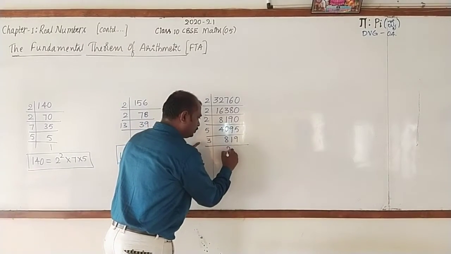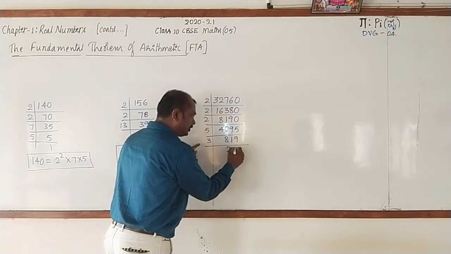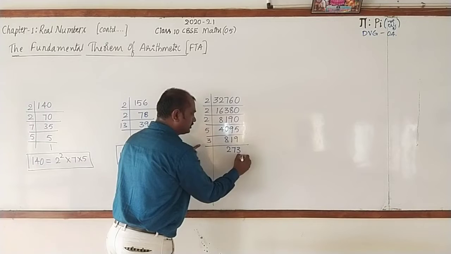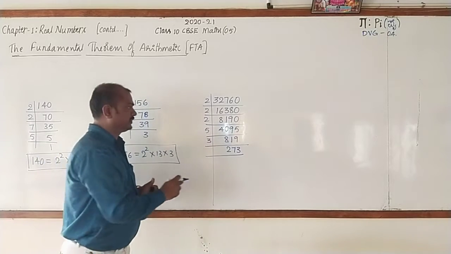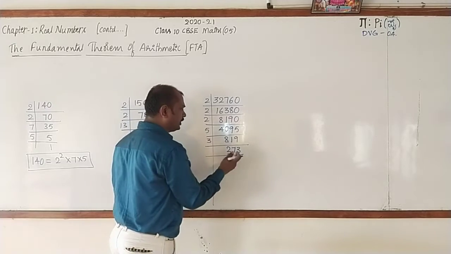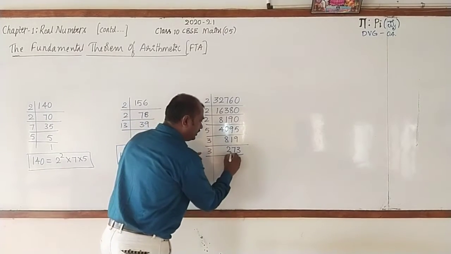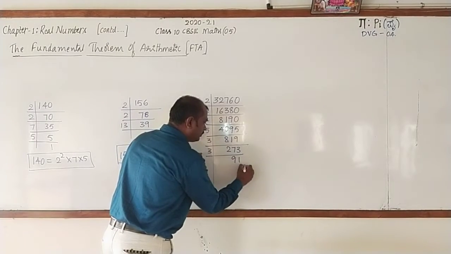3 2s are 6, 2 will remain, 21, 3 7s are 21, then 3 3s are 9. Again, by which number? See that 2 plus 7 is 9, 9 plus 3 is 12. 12 is a multiple of 3. Start dividing it by 3. 3 9s are 27, 1s are 1.